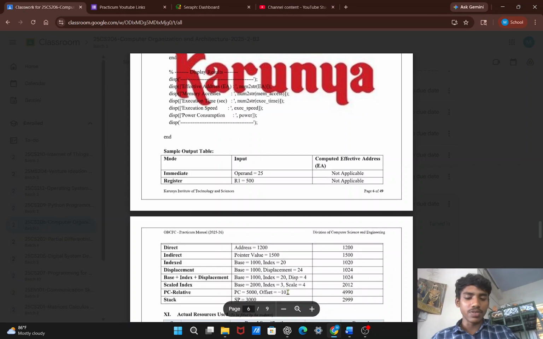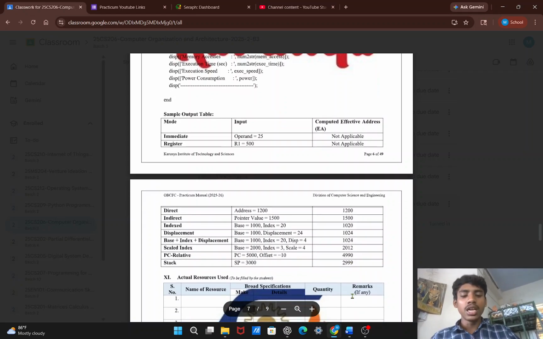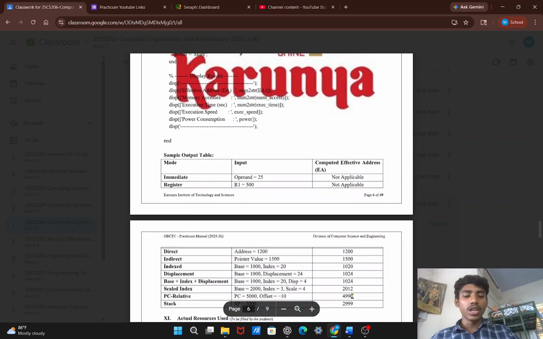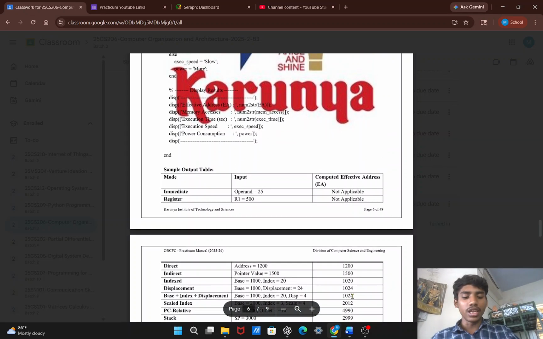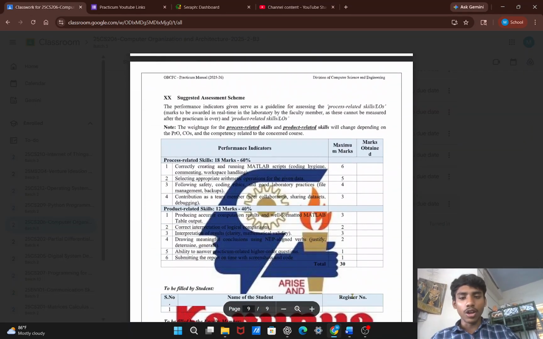So by adding this, we will get 2012. We get by adding this. Then PC relative, PC plus offset. So 5000 plus minus 10, 4990. Stack value is also given. So as it is pre-decrement, 3000 minus 1 is equal to 2999. Then the following results are obtained.